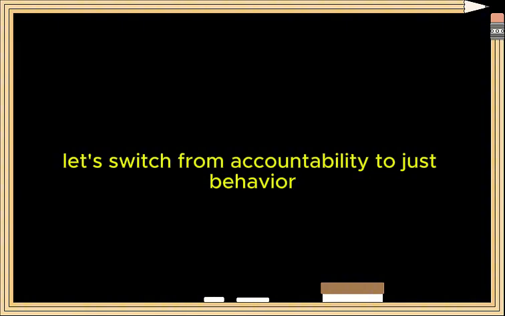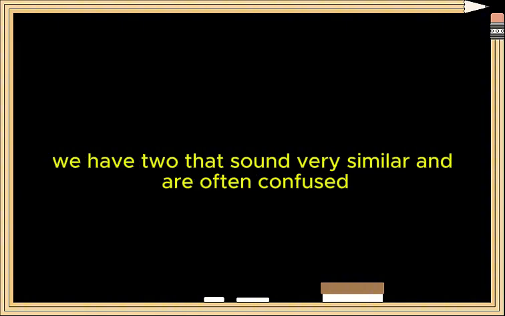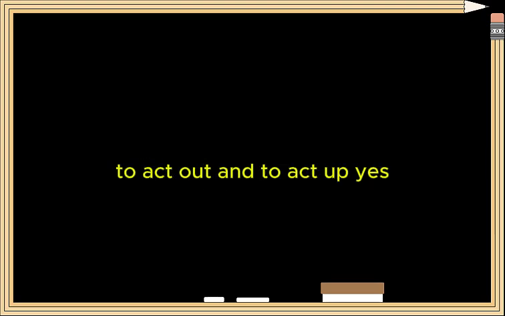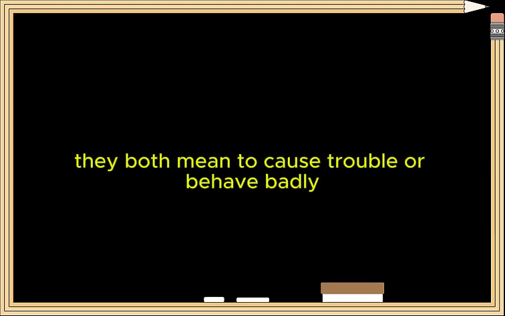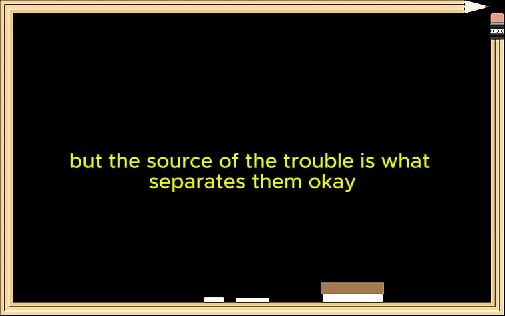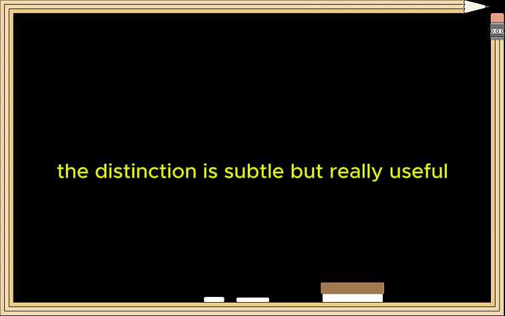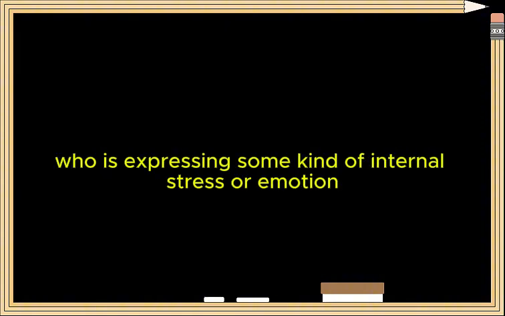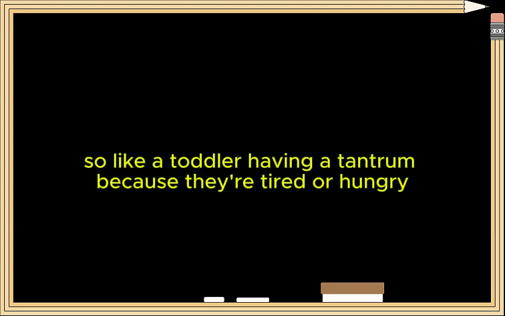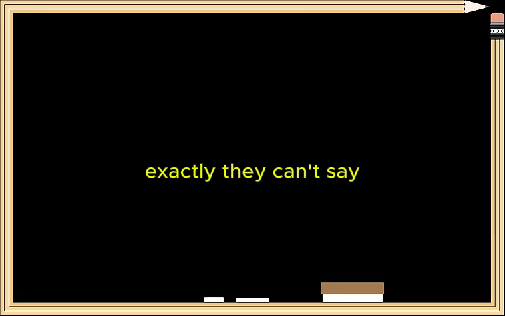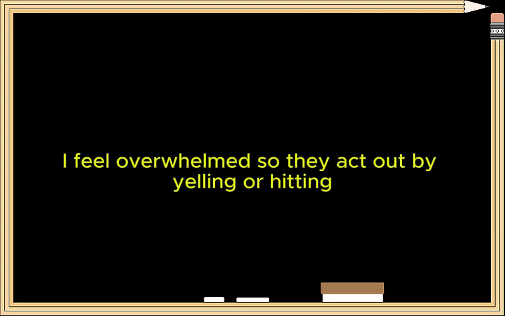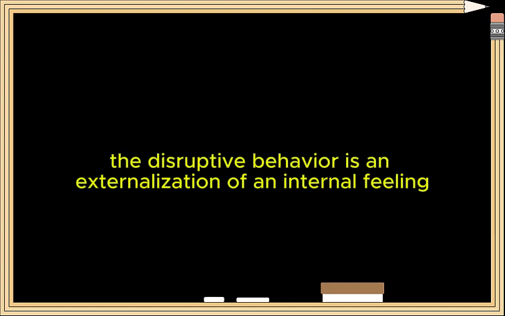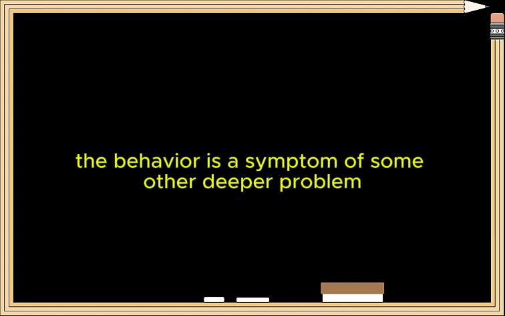Okay, let's switch from accountability to just behavior. We have two that sound very similar and are often confused: to act out and to act up. Yes. They both mean to cause trouble or behave badly, but the source of the trouble is what separates them. Okay. The distinction is subtle but really useful. To act out usually refers to a person, and we often use it for children, who is expressing some kind of internal stress or emotion through bad behavior. So like a toddler having a tantrum because they're tired or hungry. Exactly. They can't say, "I feel overwhelmed," so they act out by yelling or hitting. The disruptive behavior is an externalization of an internal feeling. The behavior is a symptom of some other deeper problem.